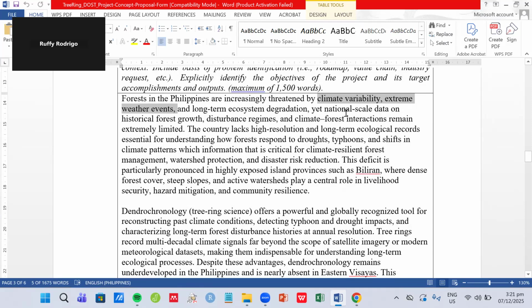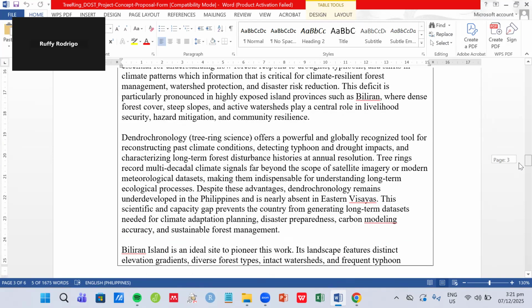So yet, I wrote there, yet national scale data on historical forest growth, disturbance regimes, and climate forest recharges remain extremely limited. So this is my selling point, and this is what I wanted to work on: the tree ring. I also wrote a little bit of the terminology, what tree ring science is, and what tree ring science offers in terms of this research.